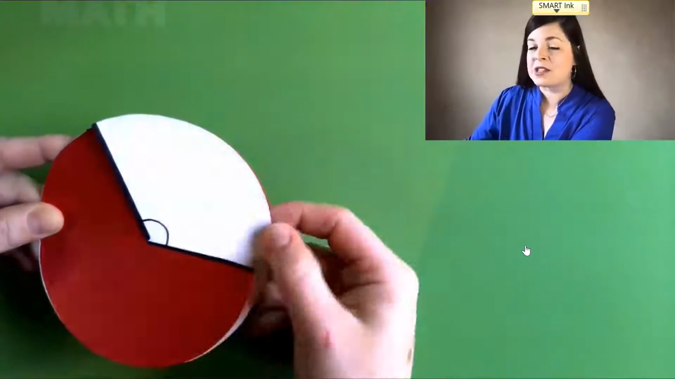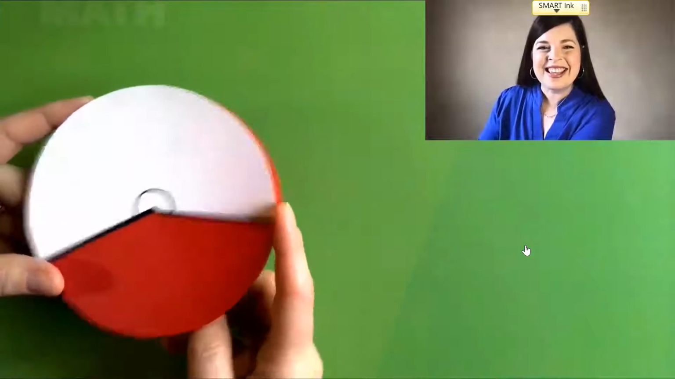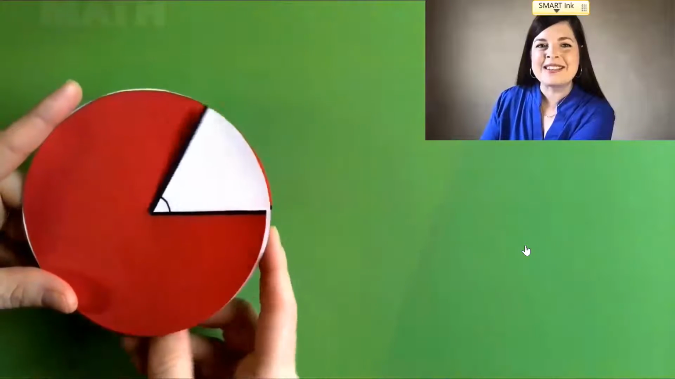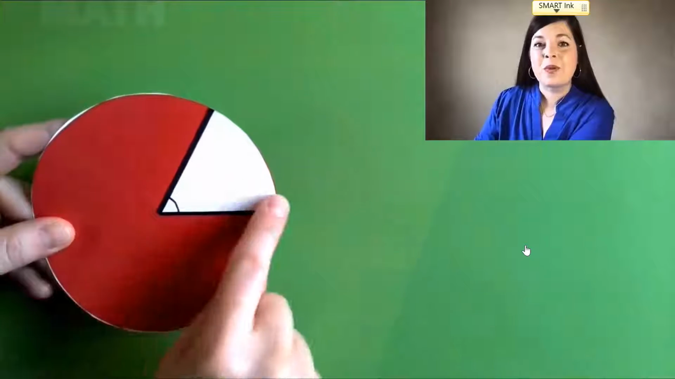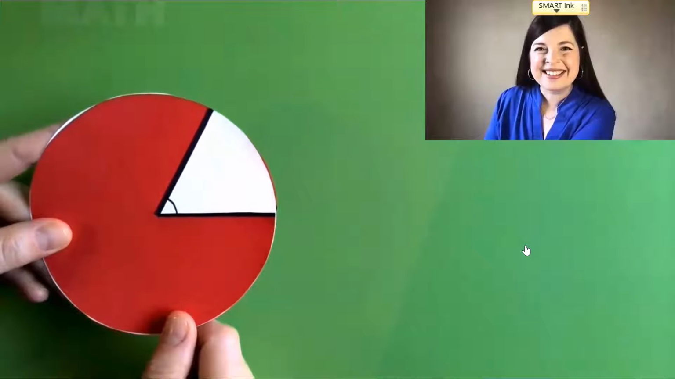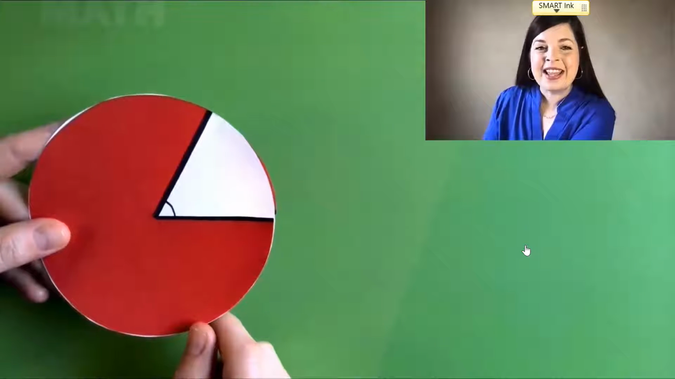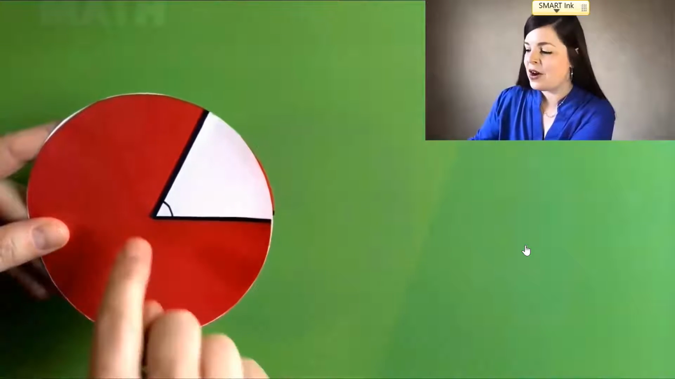We can make our angles larger by turning the white circle to the left, and we can make our angles smaller by turning the white circle to the right. So if this is our angle here, where's the vertex? Right, the vertex is the center of the circle. And where are the rays? The rays are these dark segments where the white and the red circles meet.